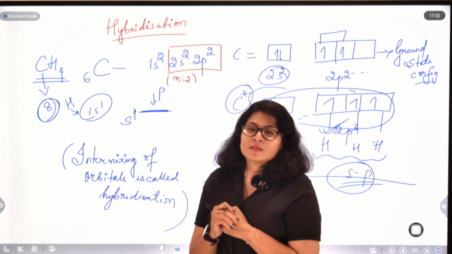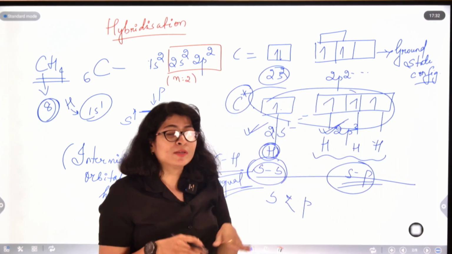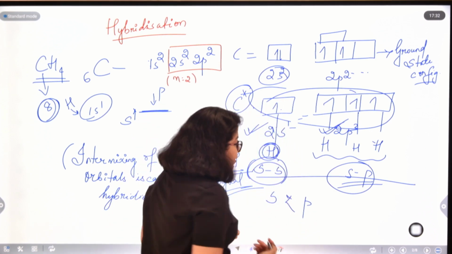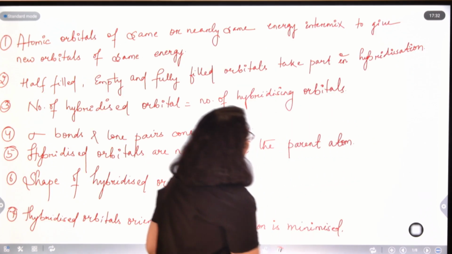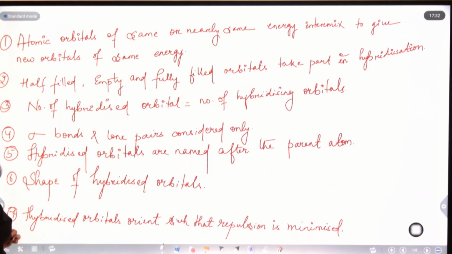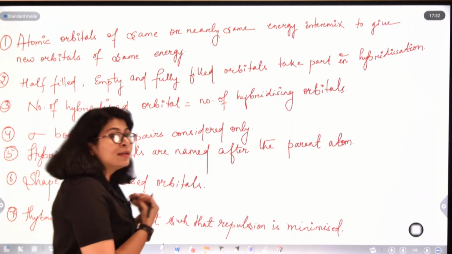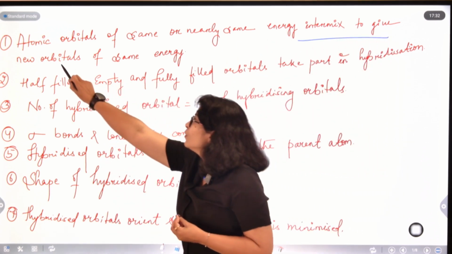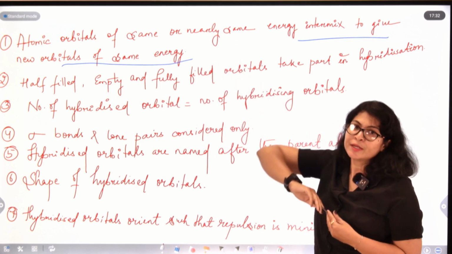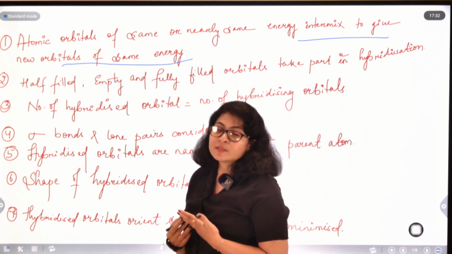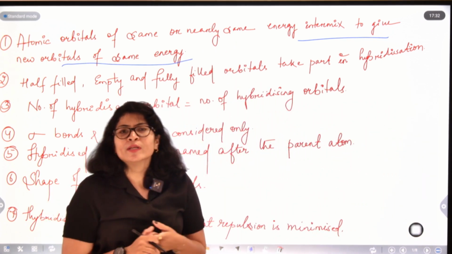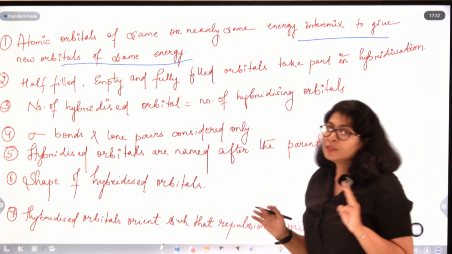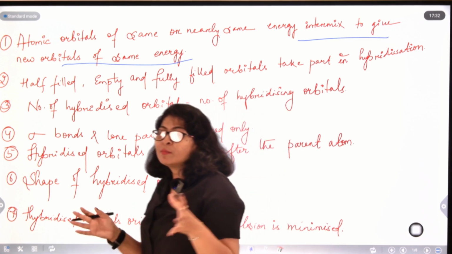So now, after having a basic idea about hybridization, let us see some important points here. First, atomic orbitals of the same or nearly the same energy intermix to give new orbitals of exactly the same energy, right? And what orbitals can intermix among themselves? All. Whether it is half filled, fully filled, or an empty orbital, all 3 possibilities can intermix among themselves.